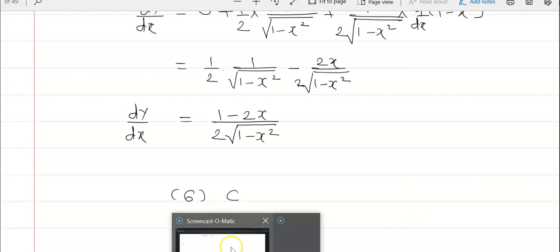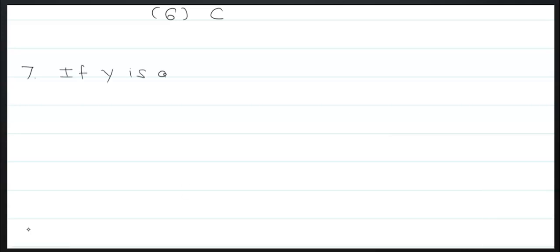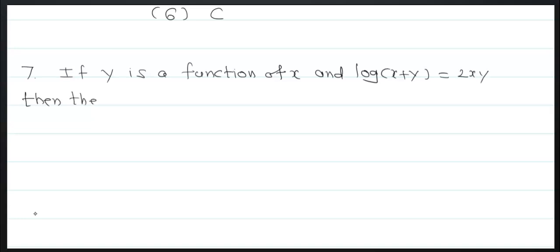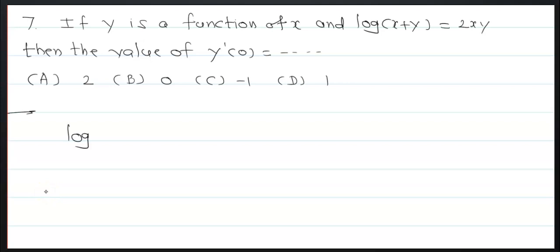Now we'll see the next, the 7th one. If y is a function of x and log of x plus y is equal to 2xy, then the value of y dash of 0 is: a is 2, b is 0, c is minus 1, d is 1.